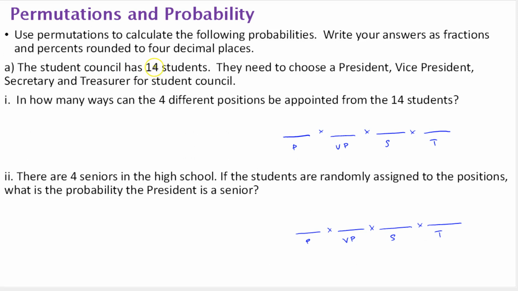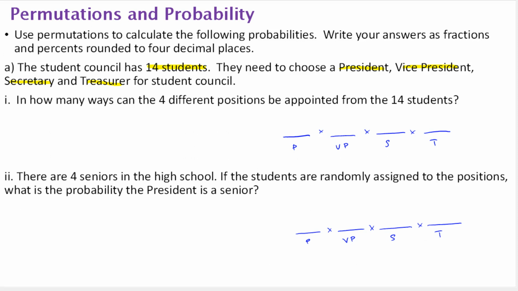The student council has 14 students. They need to choose a president, vice president, secretary, and treasurer for the student council. In how many ways can the 4 different positions be appointed from the 14 students? So notice, here are our choices. We need to choose a president, vice president, secretary, and treasurer. Now let's look at the number of options.